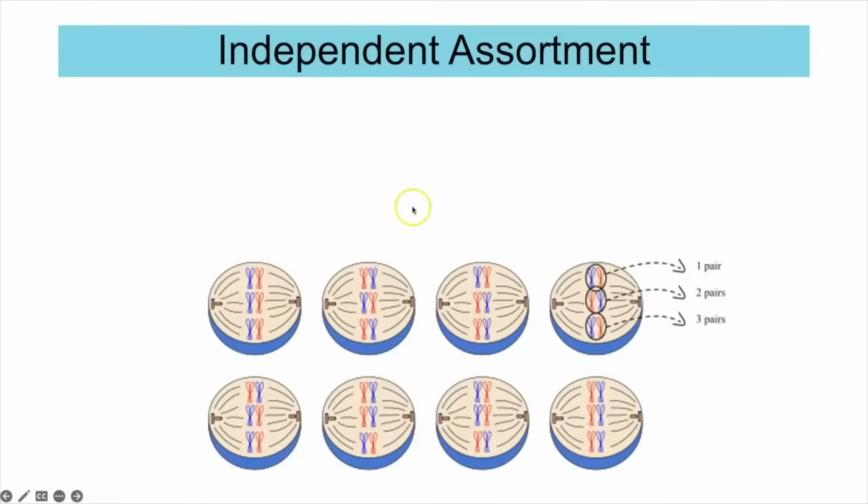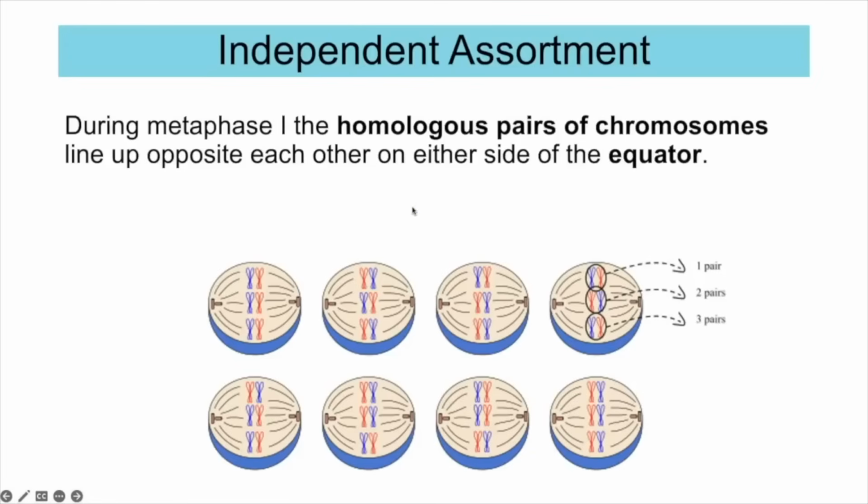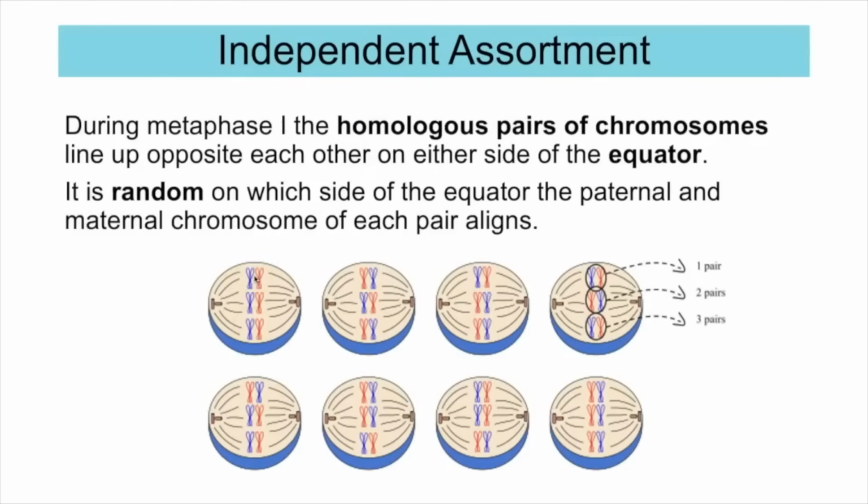Independent assortment also increases the genetic diversity, and this happens during metaphase 1, where the homologous pairs of chromosomes line up opposite each other on either side of the equator. But it is random for each homologous pair which side the maternal and the paternal chromosomes align. And that's what we can see here. We've only been shown an example with 3 homologous pairs, but it shows you all the possible combinations of how they could align at the equator. And for humans, we have 23 homologous pairs.